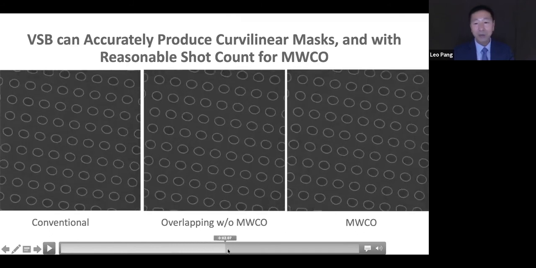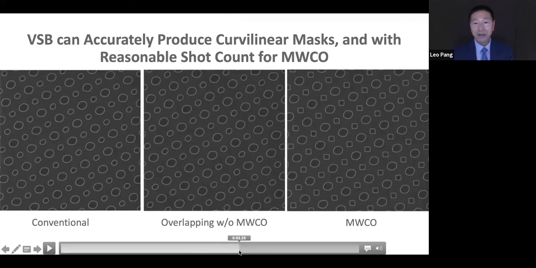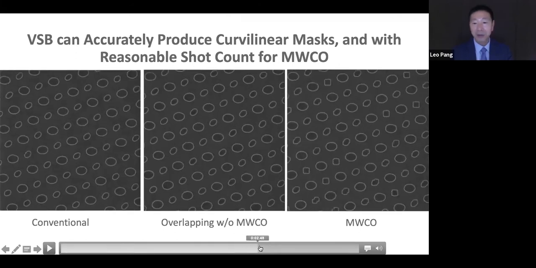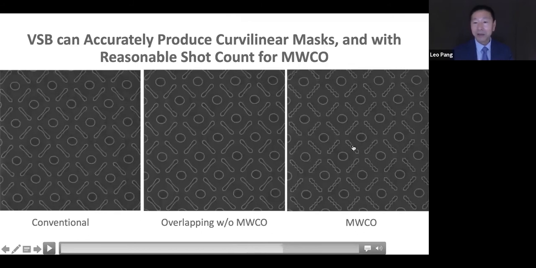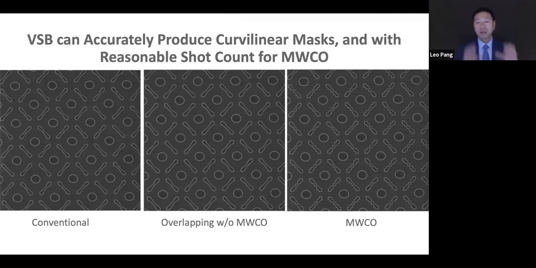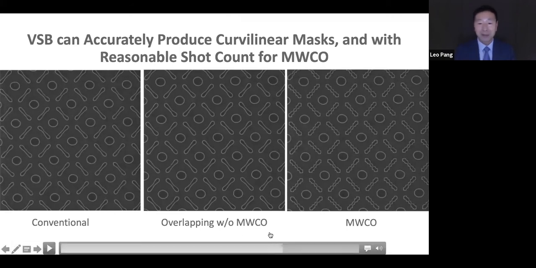Then once we have the assist features, overlapping without MWCO still keeps the assist feature circular or curvilinear. But with MWCO, we greatly reduce the shot count. In this case, just a single shot. And some are a couple of overlapping shots. The smallest feature over here is still like 80 nanometers. So it's quite a large shot, so the mask pattern variability is very small.